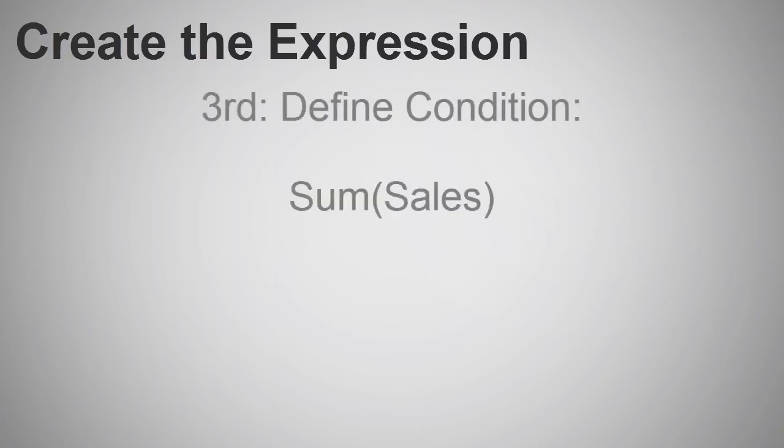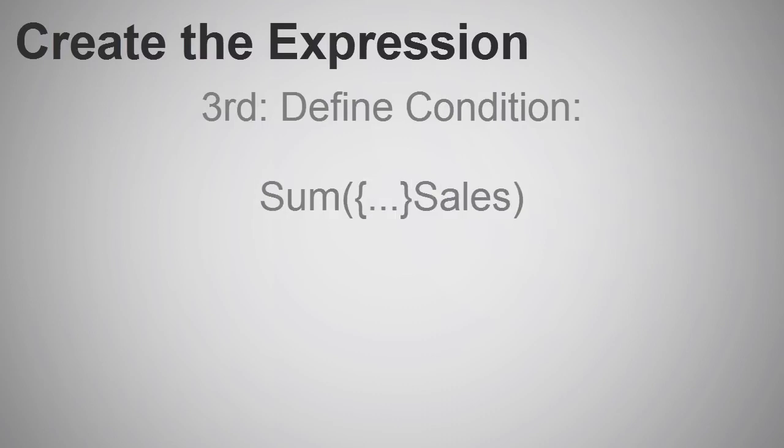Now, next I want to explicitly define a set of conditions for that sum of sales. We begin by using a pair of curly braces right before the field name sales. So now we have this expression. Between the braces, we will define another expression syntax that will include or exclude certain records based off of our condition.